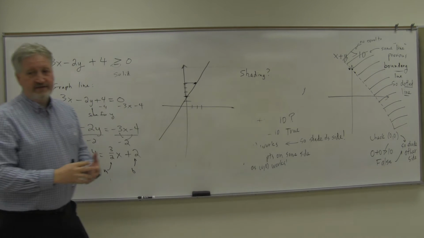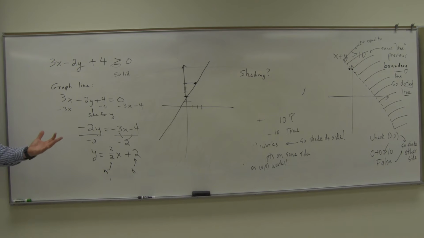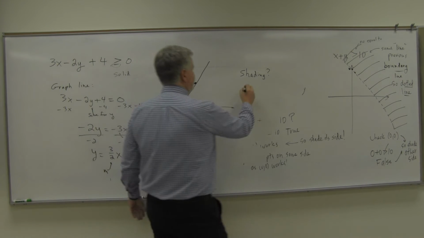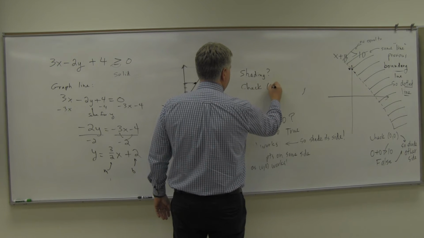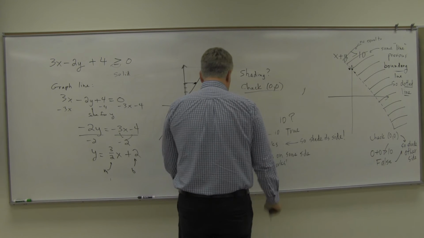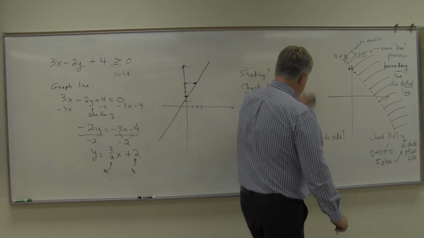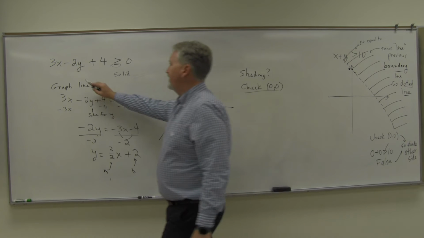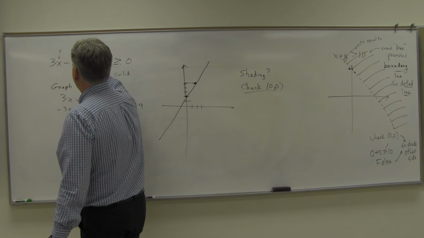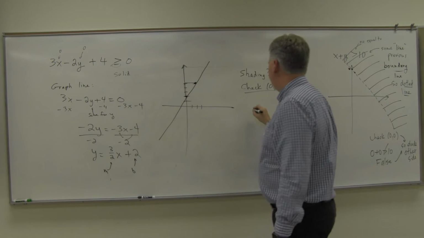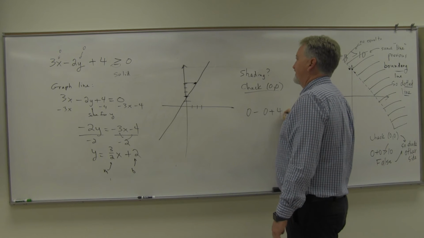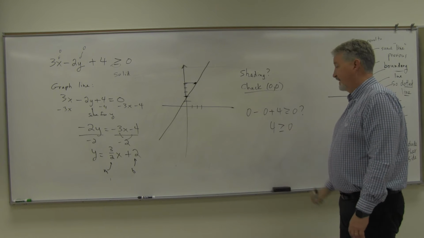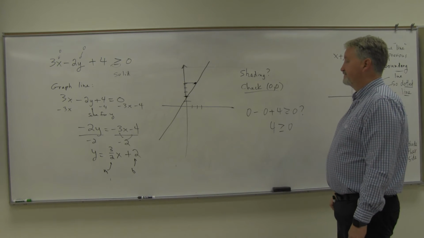And the way you handle that is just check 0, 0. As long as it's not on the line, we'll get one where you can't use 0, 0, but usually 0, 0, pretty quick check to get your shading lined out here. So if I plug in x to be 0, y to be 0, what do I got? 0 minus 0 plus 4 greater than or equal to 0. Well, again, sure enough, right? That's true.